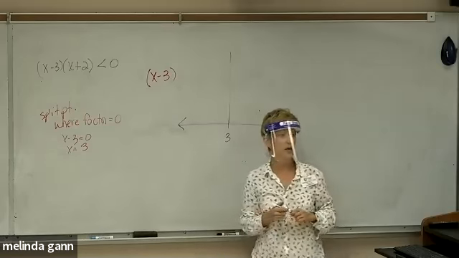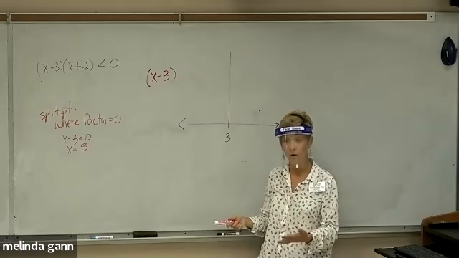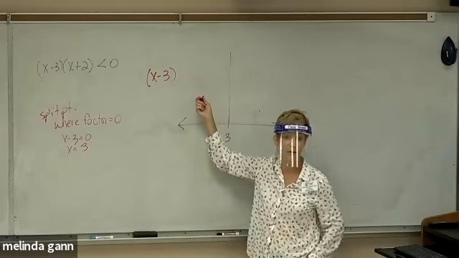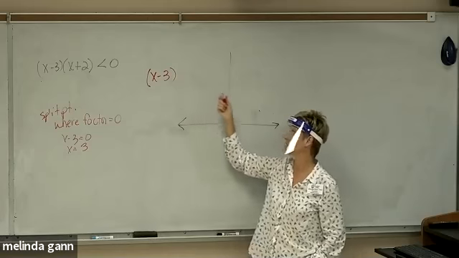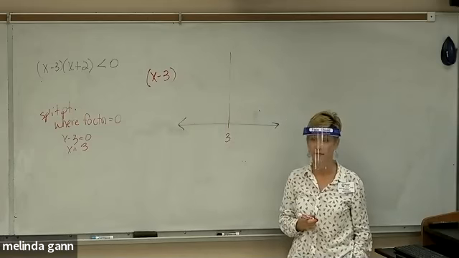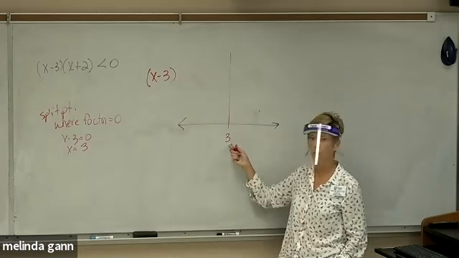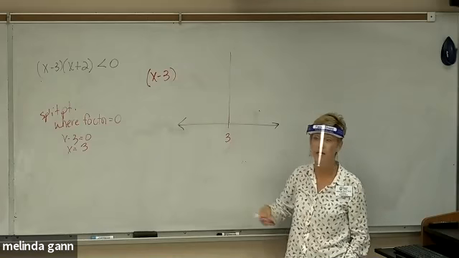Now, what you're going to do is substitute a number in that's smaller than your split point and write down whether the answer is positive or negative. Then you're going to plug in a number that's bigger than your split point and write down whether it's positive or negative. Now, I don't care what number. I just need a number smaller than 3. Give me a number smaller than 3.